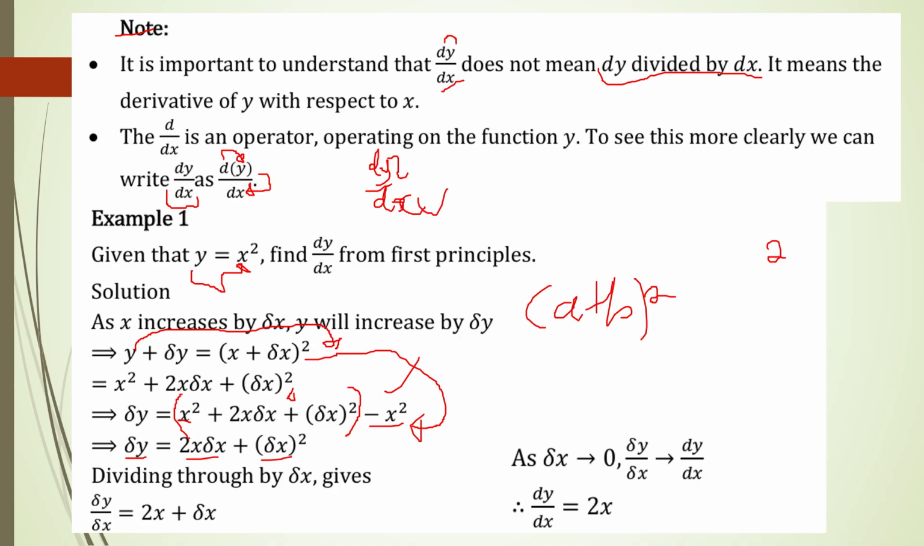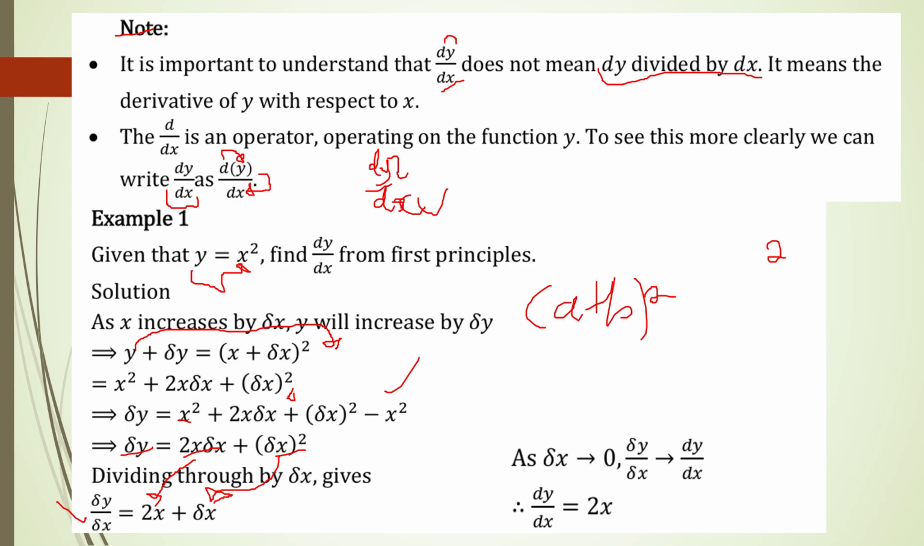plus delta x squared. So when you reach this point whereby you cannot simplify any further, then we divide through every term by delta x, or by small change in x. So if you divide this side by small change in x, you're going to get this. And if you divide this by small change in x, you're going to get 2x. And if you divide this expression by small change in x, you're going to get delta x, or small change in x.